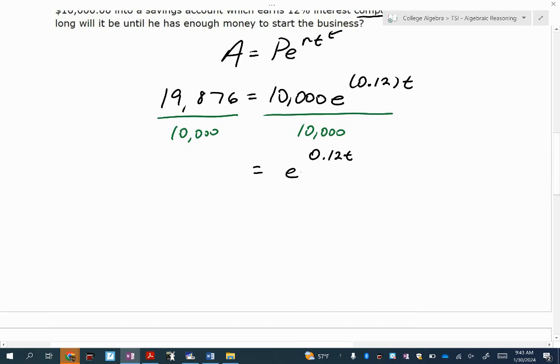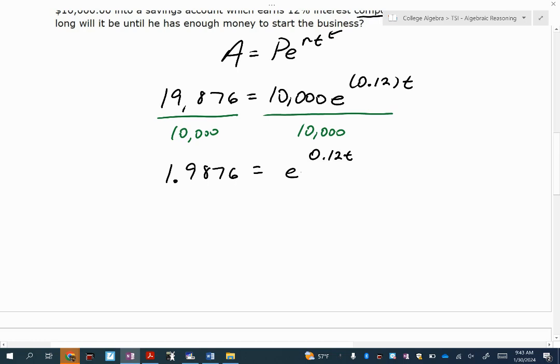And what is 19,876 divided by 10,000? Isn't it 1.9876? Right? I just moved the decimal.